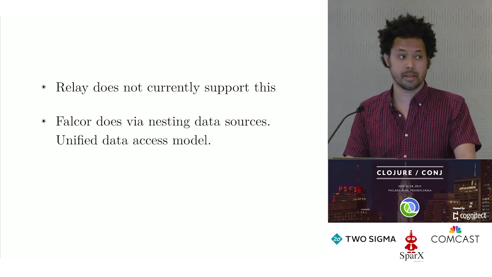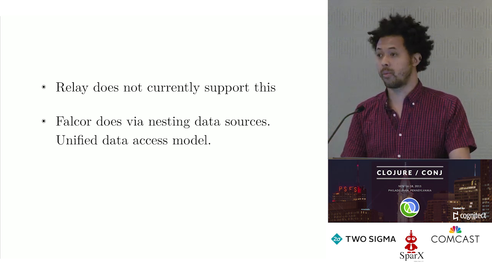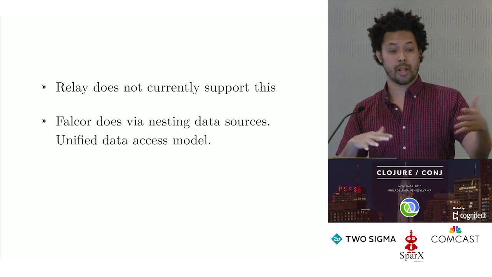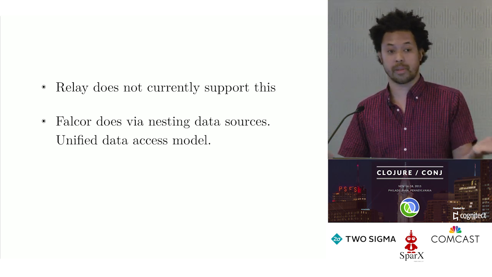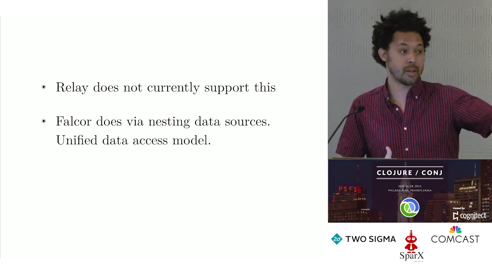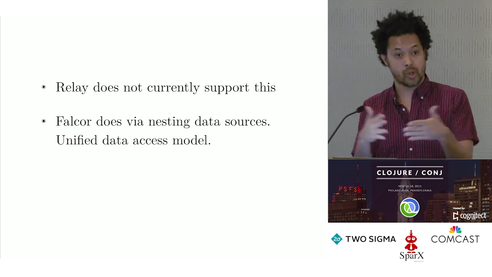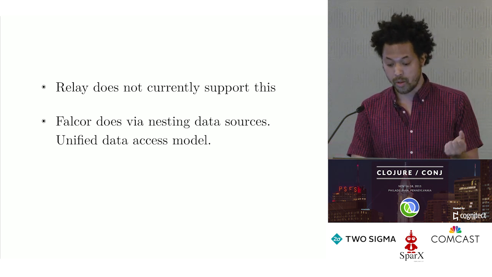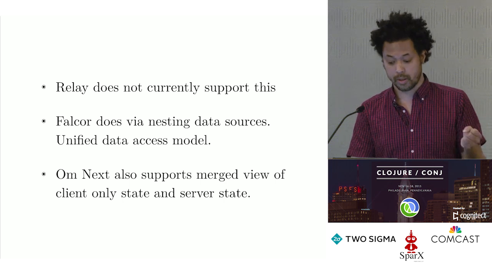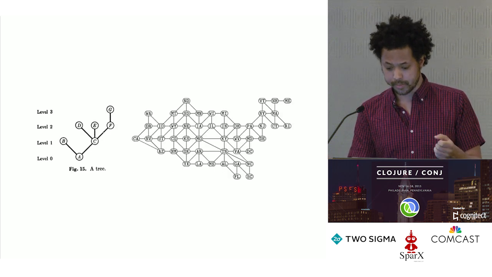Falcor actually does support this. It's great. They do this by nesting data sources. And Om Next supports this very well. It means that you can actually have graphs that will never get sent over the wire. You may have some keys, and they never exist on the server, and you can parse them, and the remote parser doesn't need to know anything about it. This allows us to preserve a separation, but then also share the things that need to be shared. So it's a unified data access model. We just steal the Falcor version. We just do what Falcor does. It supports this merged view of client-only state and server state.